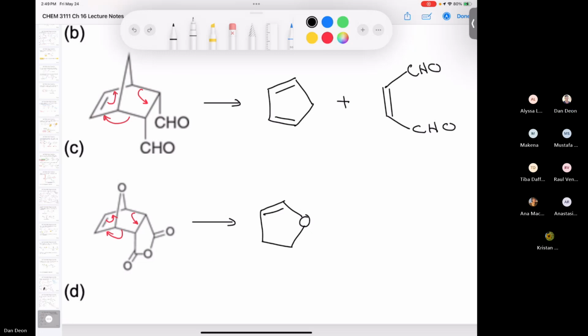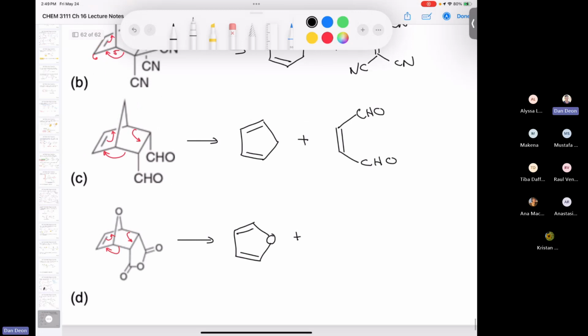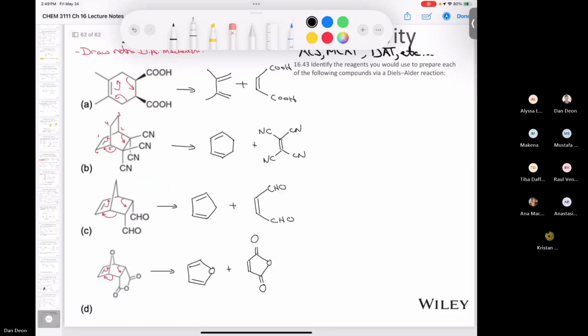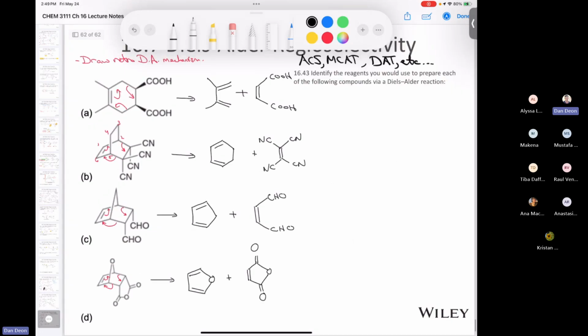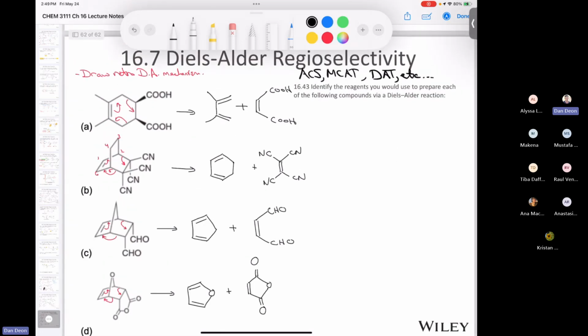And our dienophile is going to be this compound. This is called maleic anhydride. The name's neither here nor there, but it's a common reagent in organic chemistry. And there you go. So this is practicing drawing their retro Diels-Alder. And again, for my students who are interested in things like MCAT and DAT, one of the questions they love to ask is they just give you the product and say, well, what would the starting materials be?